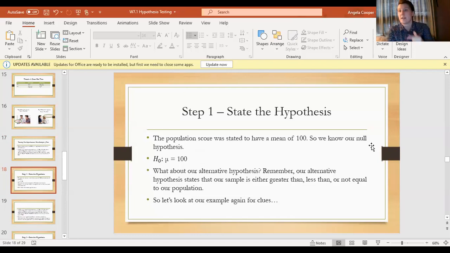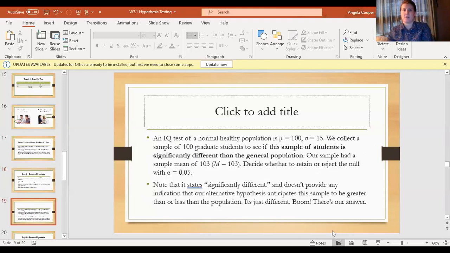Our alternative hypothesis has to contradict the null. So it's either going to be greater than, less than, or not equal to 100. In order for us to know which direction, we have to read the problem itself to make that determination. It says we collect a sample of 100 grad students to see if this sample is significantly different than the general population. It just says significantly different. It doesn't say significantly higher or lower, so we're going to go with a two-tailed test, meaning that our alternative hypothesis is not equal to the general population of 100.